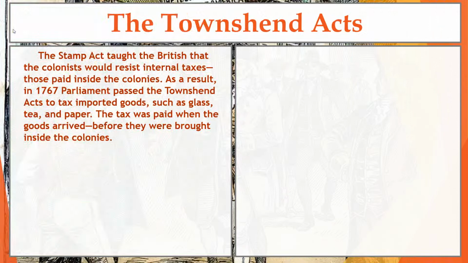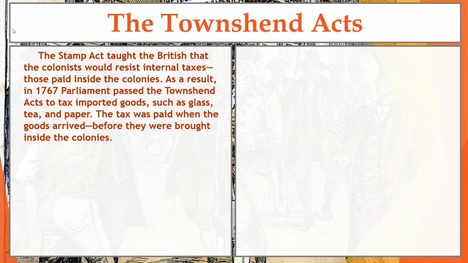The Townsend Acts. Okay. The Stamp Act taught the British that the colonists would resist internal taxes, those paid inside the colonies. As a result, in 1767, Parliament passed the Townsend Acts to tax imported goods, such as glass, tea, and paper. The tax was paid when the goods arrived, before they were brought inside the colonies.